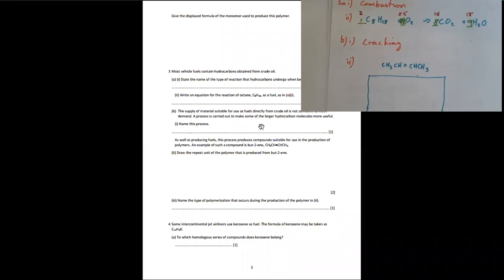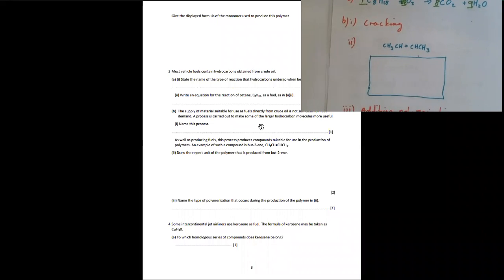Okay, so I just left this out so that you guys. Doesn't that mean you have to draw the monomer? Sorry, say again. Doesn't that mean you have to draw the monomer? Yes, you do. And this is my blog. You need to do this now.